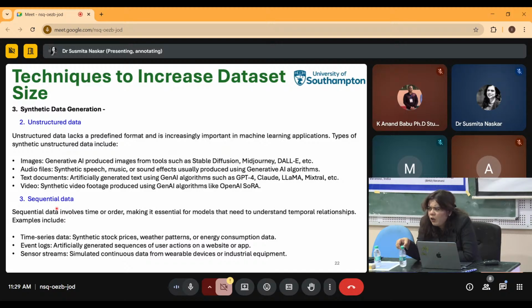Because if you have a lot of images, your unstructured data can also be computationally heavy. Compared to this one, definitely it is not heavy. But if you think about the unstructured data, we create everything using AI, right? So the relevance to the real one, isn't it less compared to the sequential one?